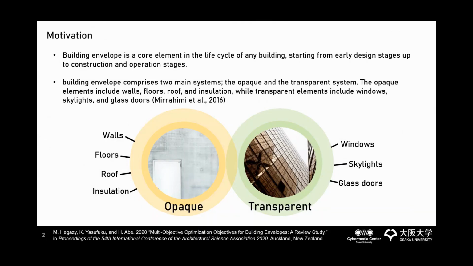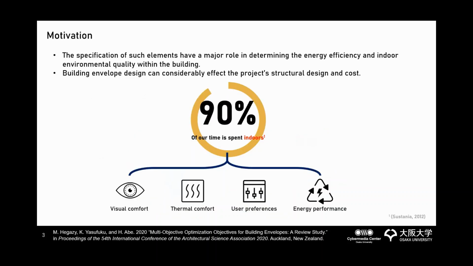So, one of the motivations behind this study is the major role building envelope elements can play in shaping the building quantitative and subjective performance, whether they are opaque or transparent building envelope elements. And as we spend 90% of our time indoors, it's important to investigate the mutual relationship between building envelope design and aspects of visual and thermal comfort, as well as occupants' preferences, along with the subsequent effect on energy performance.